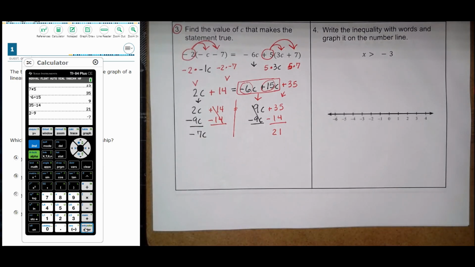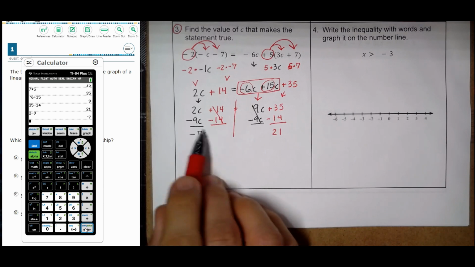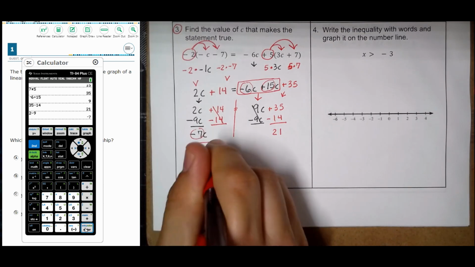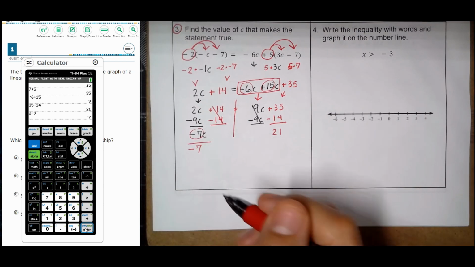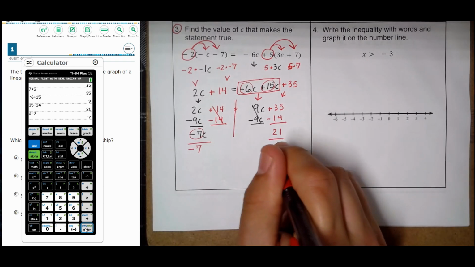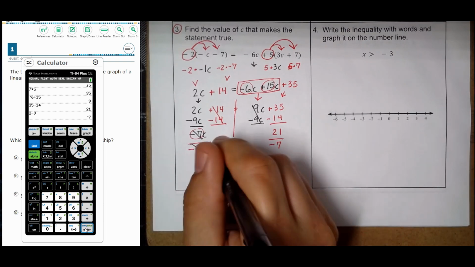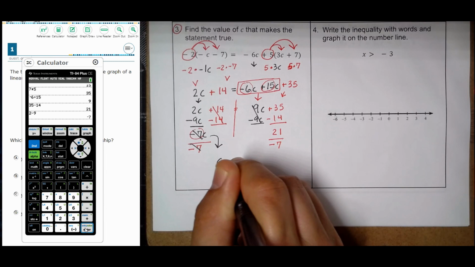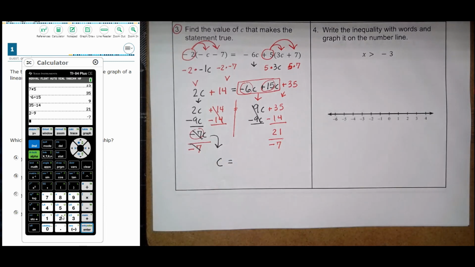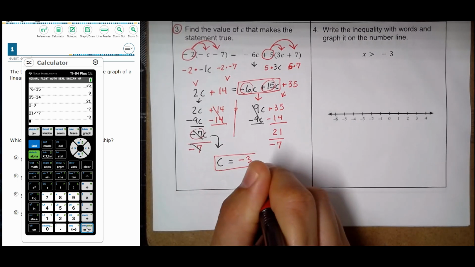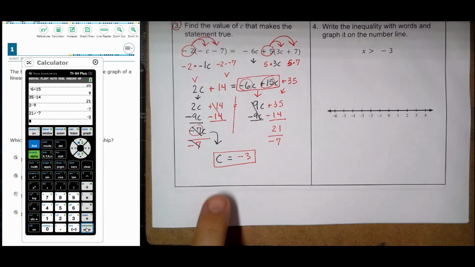Now we're almost done, right? The only thing that we've got left to do is get rid of this coefficient in front of the c. In other words, I can't have a negative c. I just want a positive c all by itself. So I'm going to divide out this negative 7 on both sides. And I know anything can go into itself one time. That simply leaves me with c equals, and then I'm going to go to my calculator and do 21 divided by negative 7, and it gives me negative 3. So that's my final answer. And that's how we solve that one.